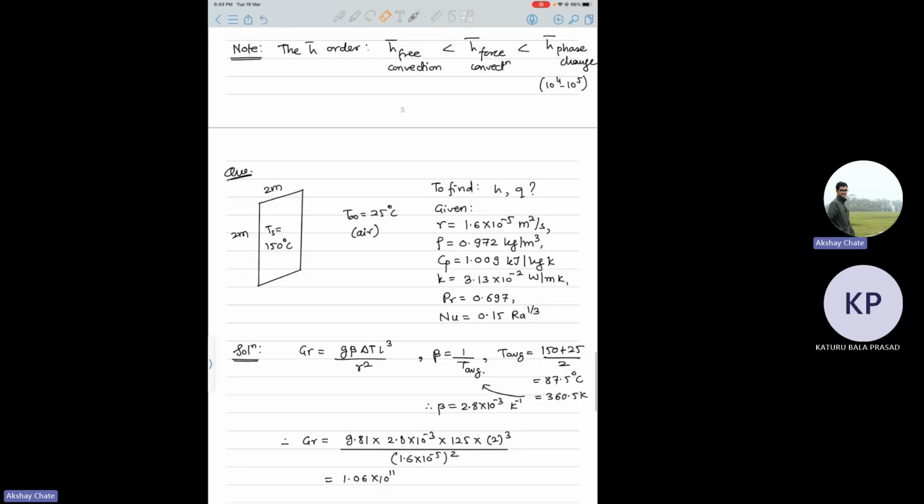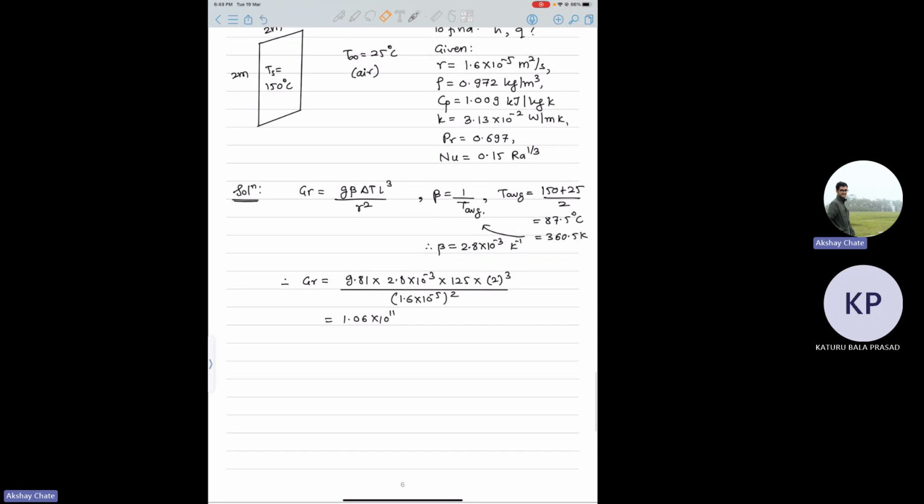So we have this Prandtl number also, right, which is 0.697. So if you multiply that, you should get the Rayleigh number, which is Gr Pr, as 0.74 into 10 to the power 11. This is greater than 10 to the power 9, right? So this is a turbulent flow. So this is just additional insight. It's not asked in the question, but you should get the idea.